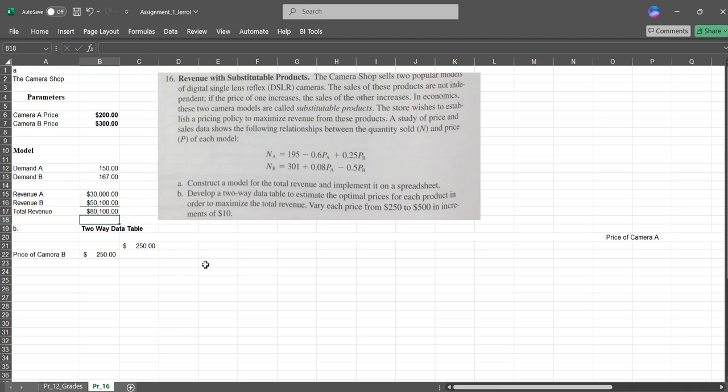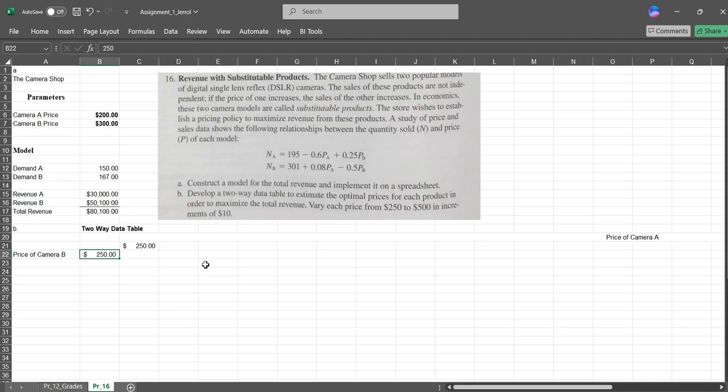But our objective is to determine a price of both of these cameras where this revenue is maximized. We need to determine the price of both of these cameras where the revenue will be maximized, as both of these are substitutes. Increasing the price of one will also affect the demand of the other. So we will need to determine the prices in a way that will maximize our total revenue.